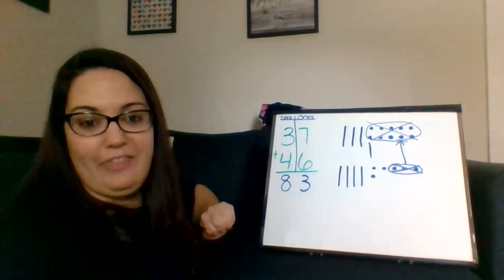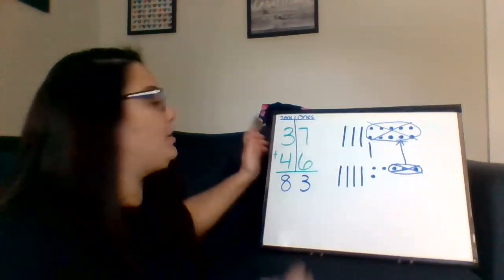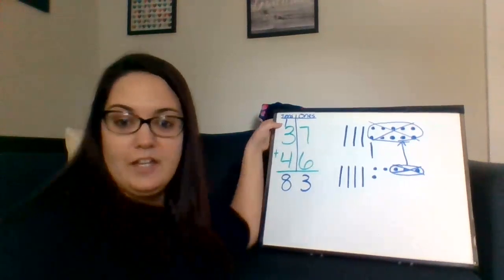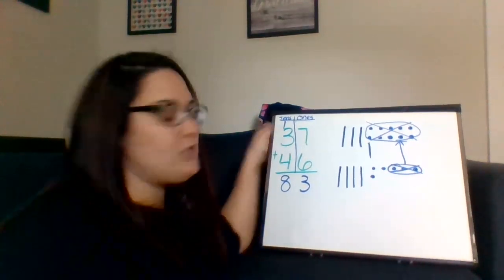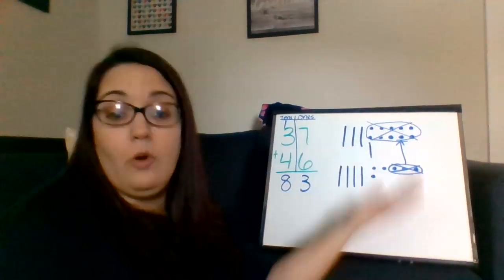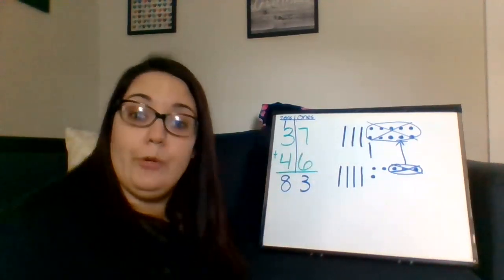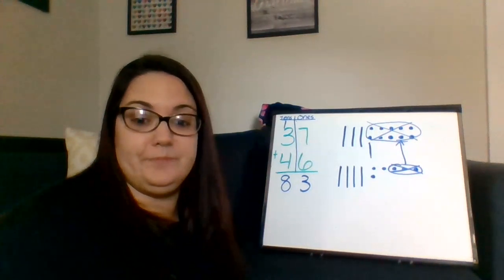When I draw an extra 10 like that, I can show it over here by putting a 1 up above in my tens column. That shows that I had to draw an extra 10 or I had to regroup. Let's do another problem where we regroup by drawing.